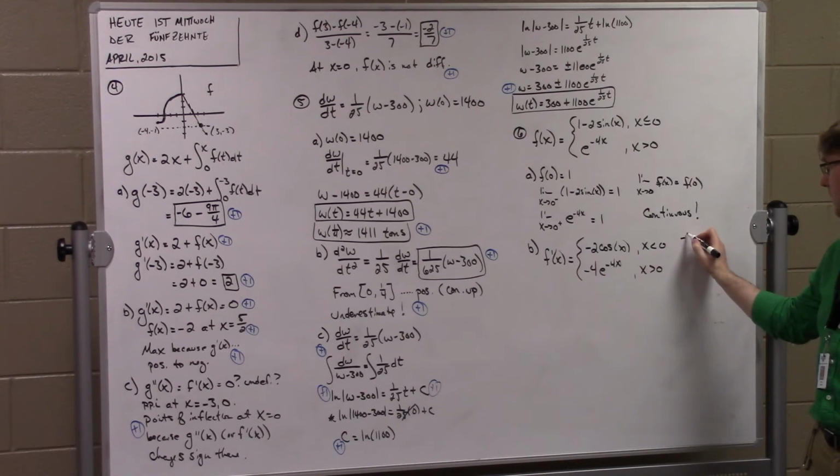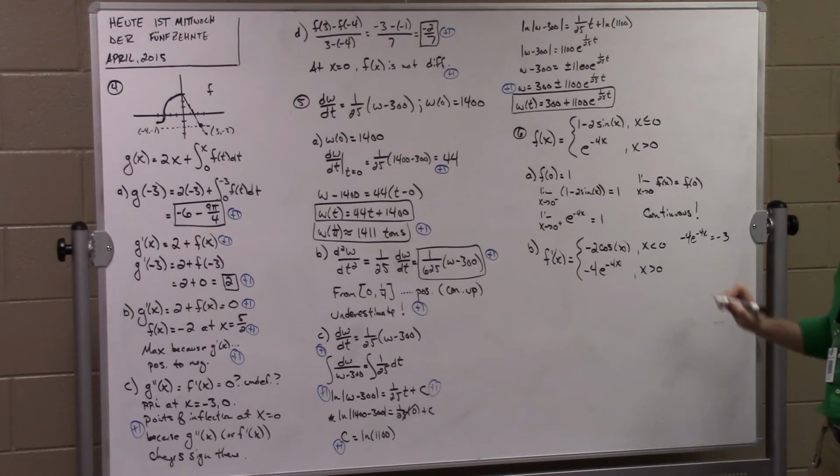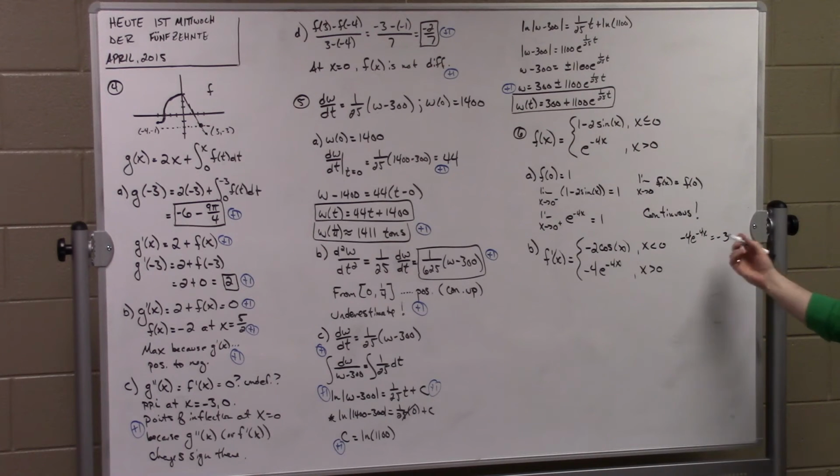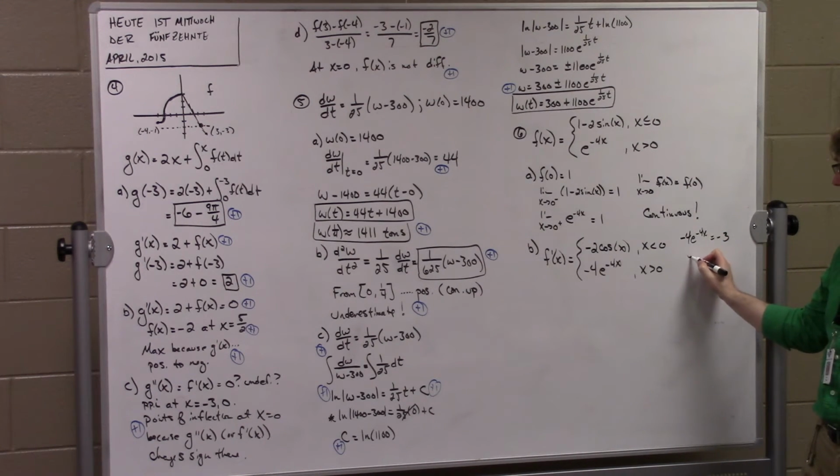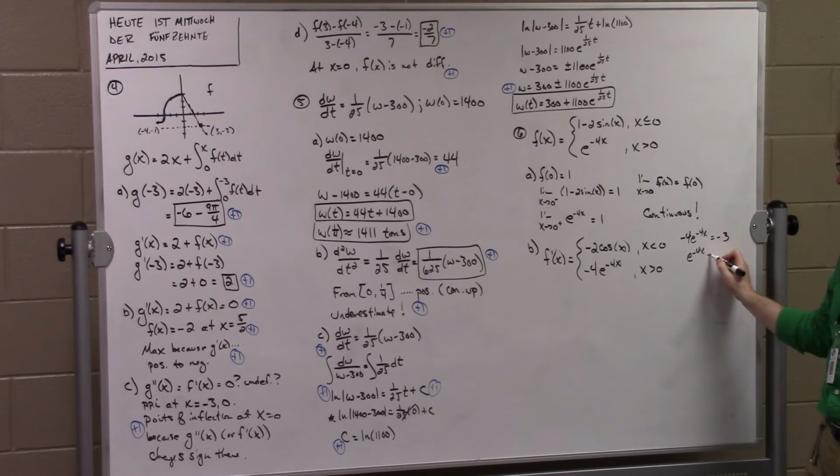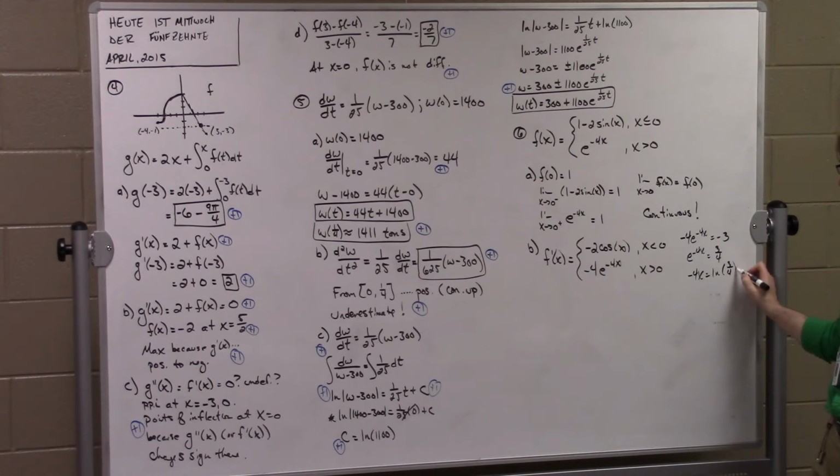I need to know when -4e to the -4x equals -3, and just do some really algebra 1, but algebra 2 stuff. Divide, you get e to the -4x equals 3/4. -4x equals the natural log of 3/4. So x equals negative natural log of 3/4 divided by 4.